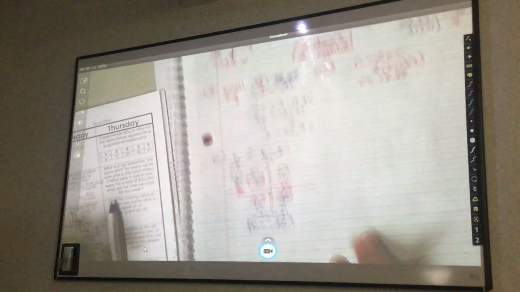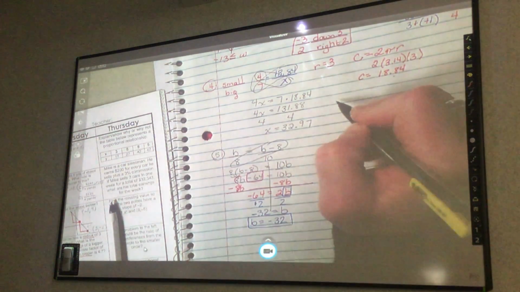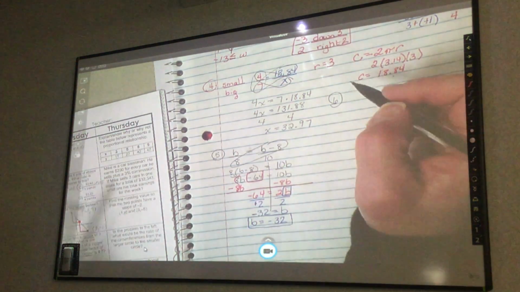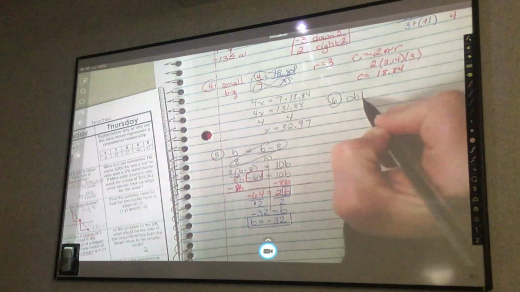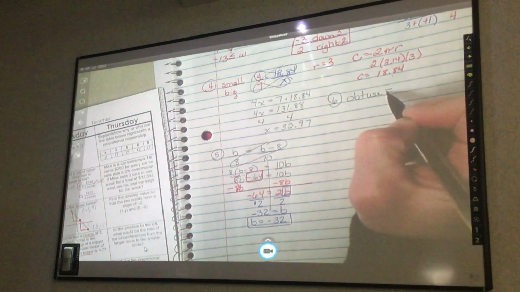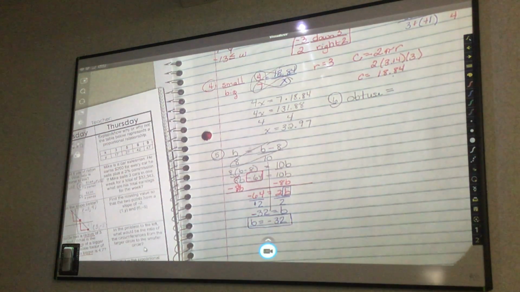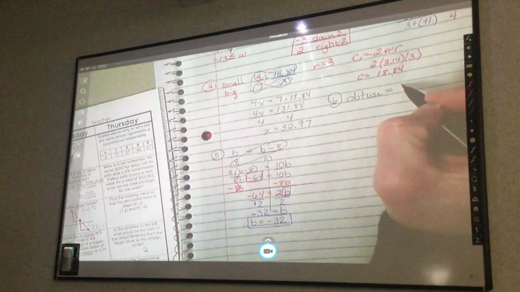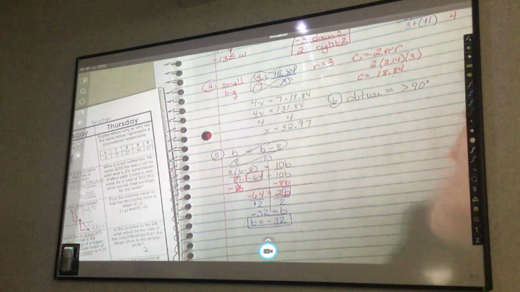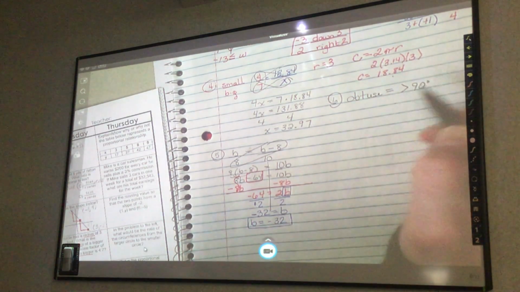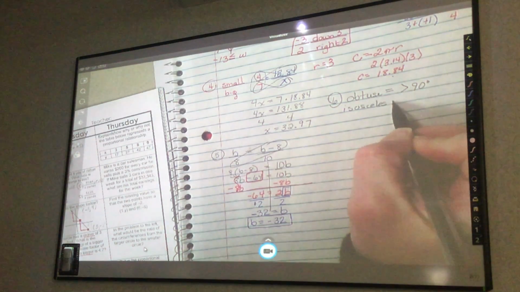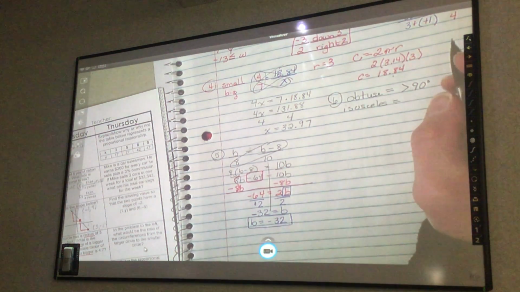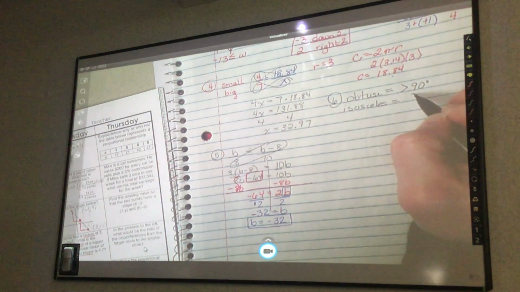Thank you. 6, draw an obtuse triangle that is also isosceles. Obtuse means what? Past 90 degrees. Greater than 90 degrees. And then isosceles means what? Two sides the same.